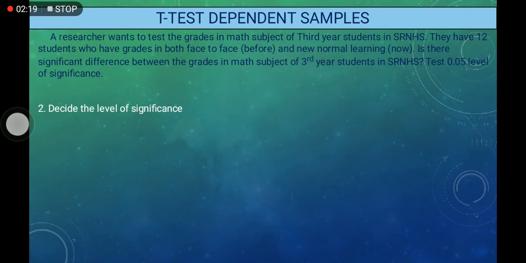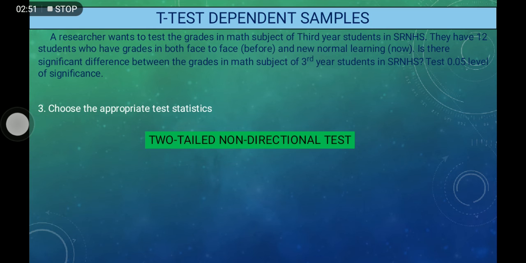Step 2. Decide the level of significance. Level of significance is malalaman at makikita natin sa problems. So, our level of significance is 0.05. Step 3. Choose the appropriate test statistics. So, dahil nga ang ating alternative hypothesis is not equal, our statistical test is two-tailed non-directional test.